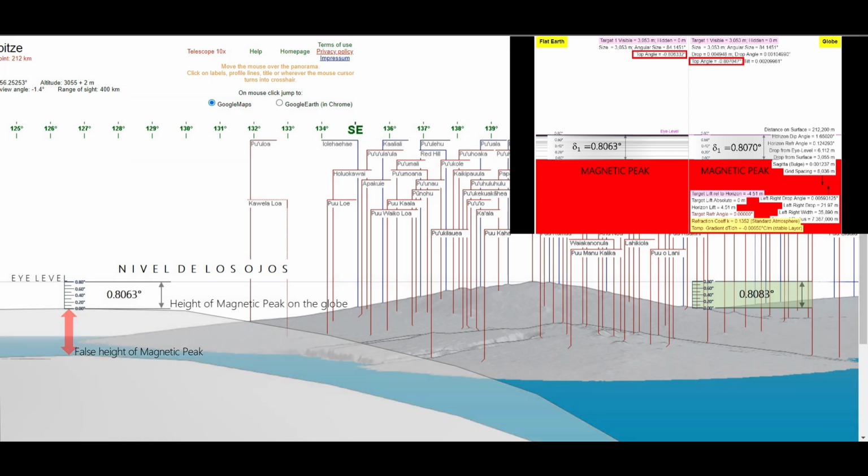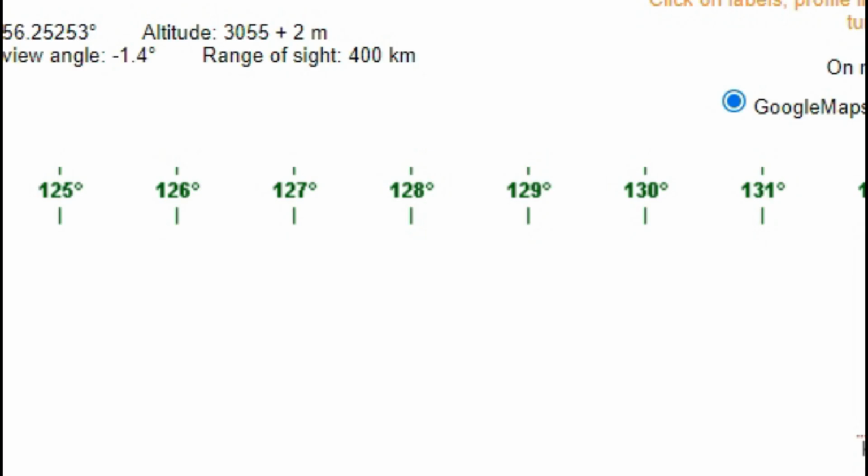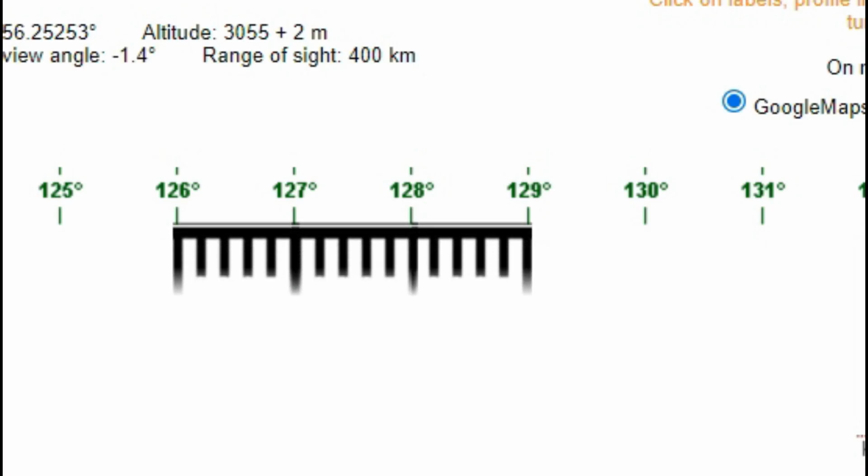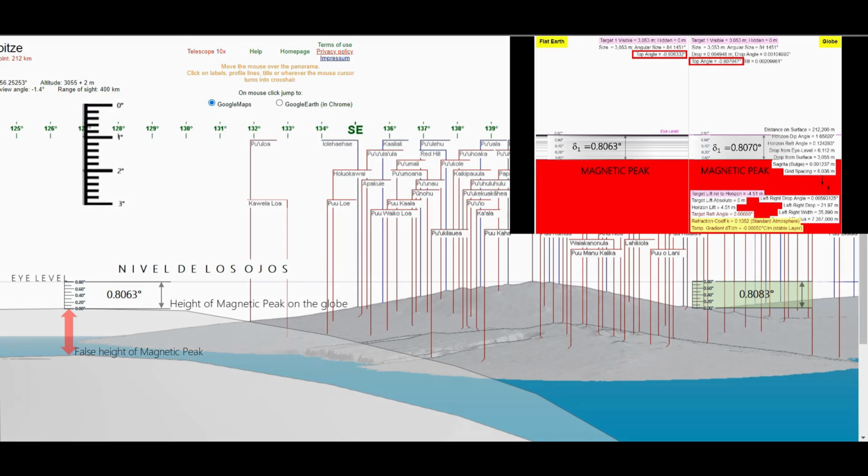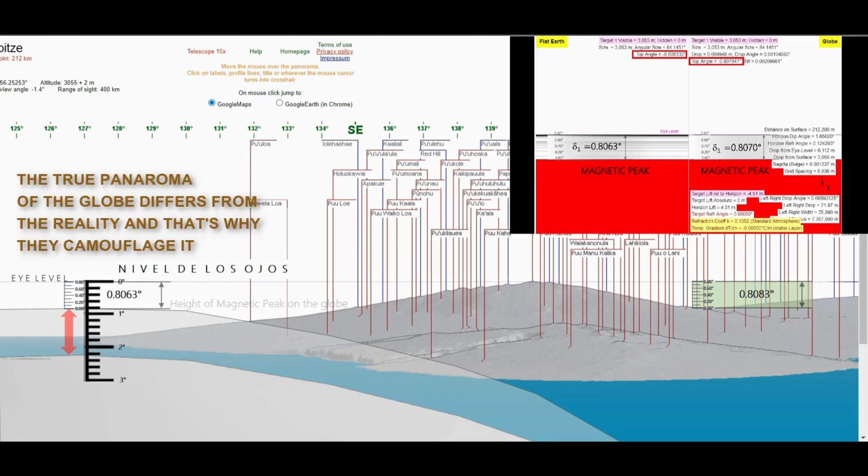You can check it out for yourself. Although the generator does not have an angle scale on the horizontal axis, which is very convenient to hide these fakes, it does have a vertical scale of 1 degree, so you borrow the vertical scale and you turn it. You place it below eye level and we see how much they had to increase the angle delta 1. Almost triple.